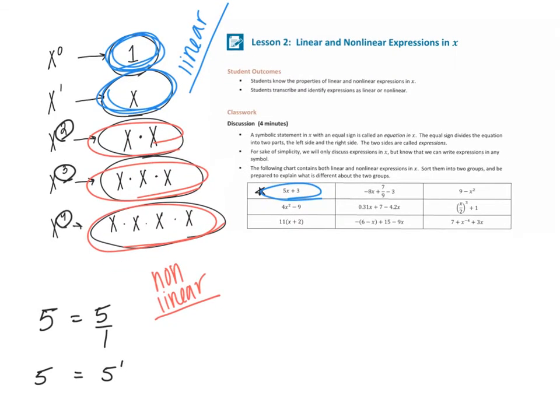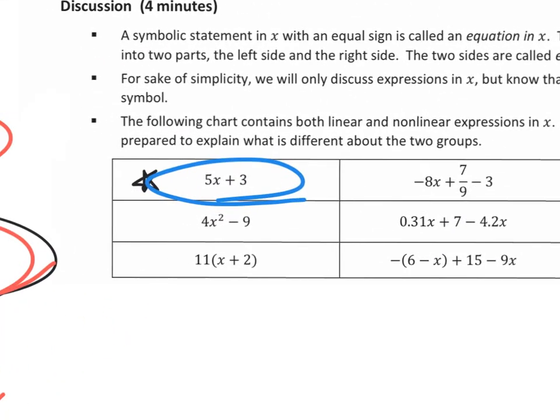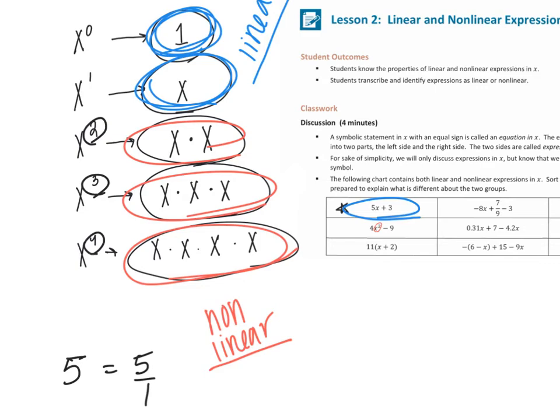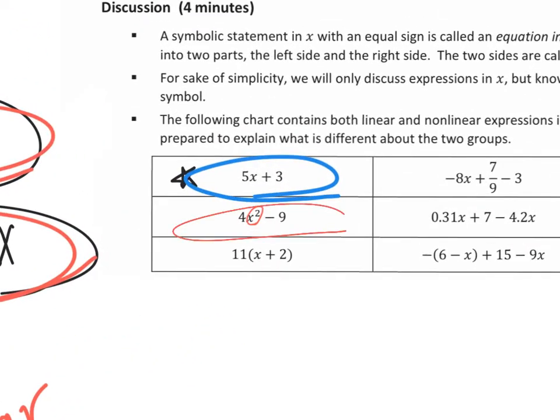Going down to the one directly below it, I'm going to zoom in now. We have 4x squared minus 9. Right there, I see x squared, and I already know that that's going to be non-linear. So this is non-linear.